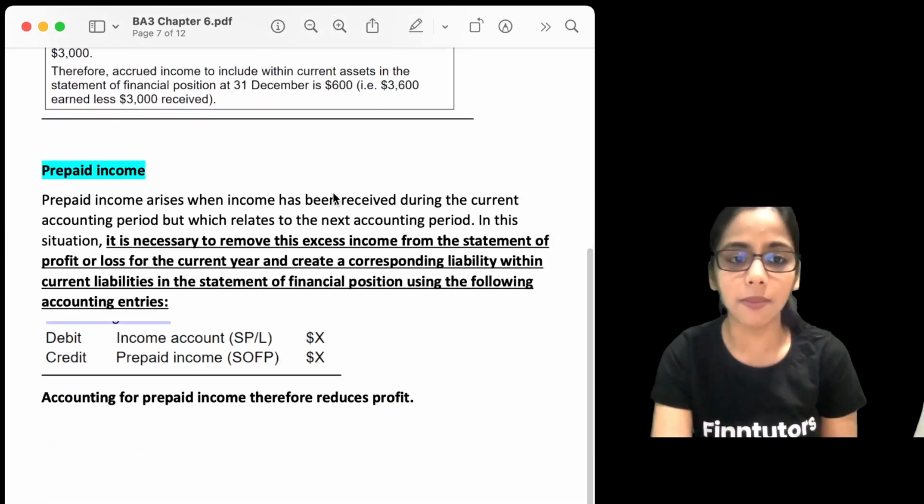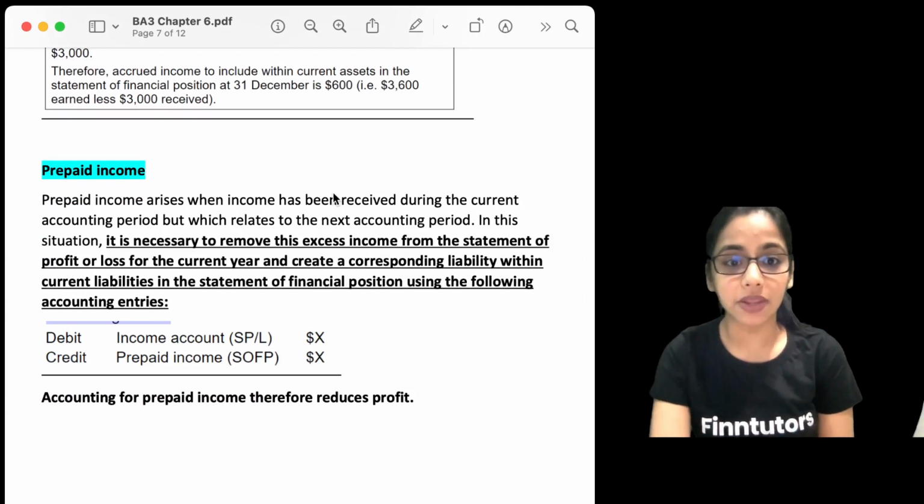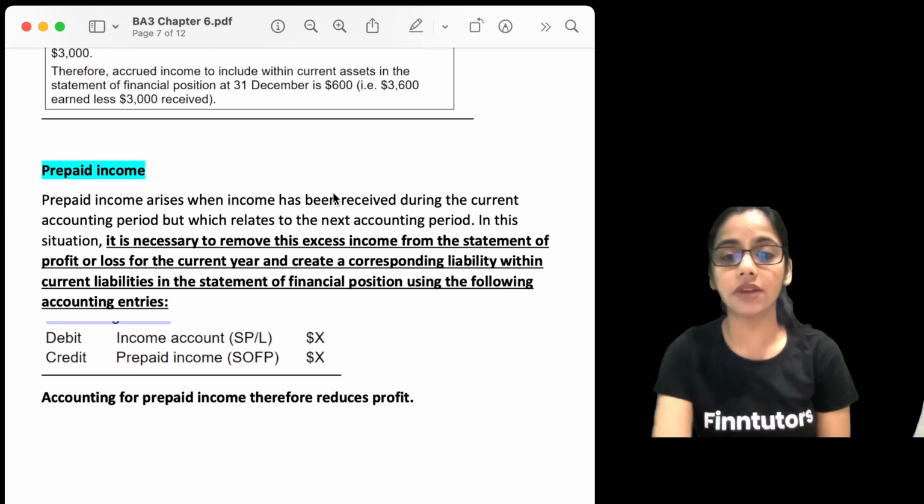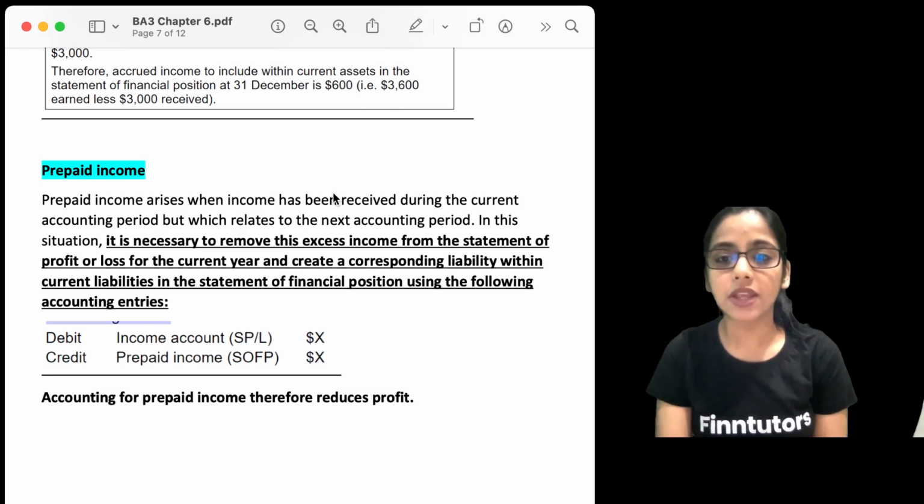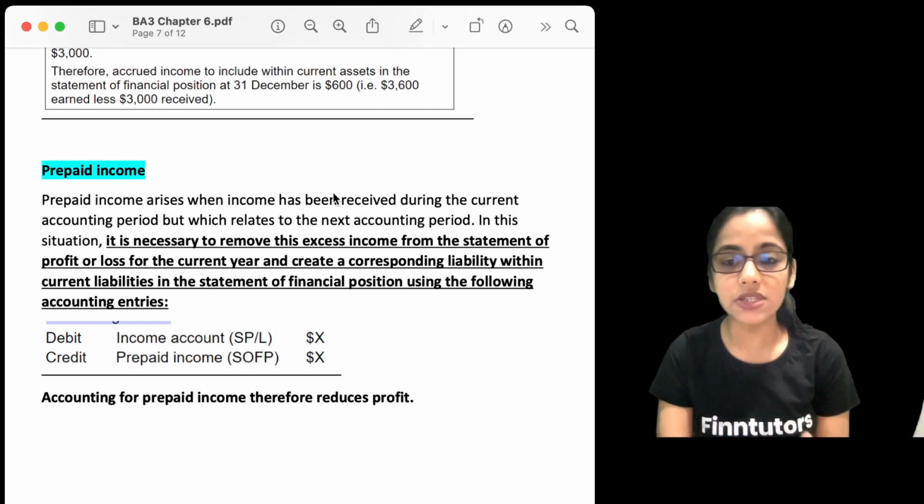Coming to prepaid income, this is when the income has been received during the current accounting period, but it relates to the next accounting period. So it is exactly the opposite of accrued income, which means that you've received the income but you are yet to provide the service. For example, say a tenant of yours who wanted some part of your office has paid rent to you in advance, but it was for the next accounting period. So you've received your income in advance, but you are yet to provide the service, or you are obliged to provide the service.